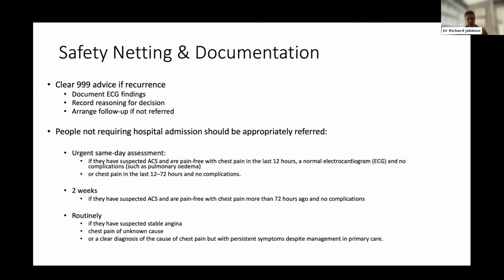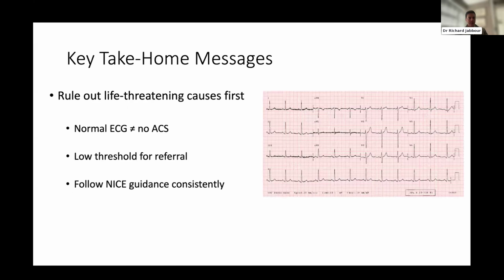And essentially, if they've got suspected ACS, it's an urgent same-day assessment if they're pain-free within the last 12 hours, or within the last 12 to 72 hours and no complications. And it's a routine rapid access referral if they have stable angina.